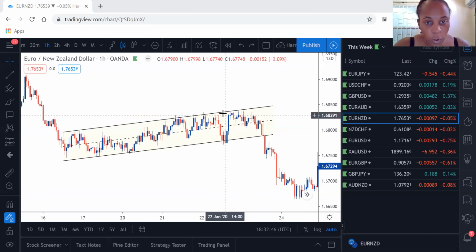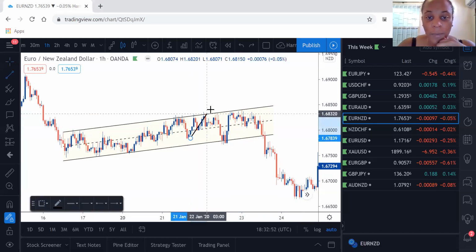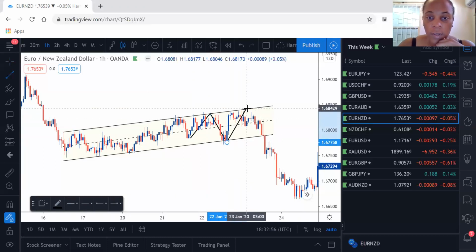All right. So I don't want to continue to rant because it could go forever. So we have another double top here. We got the nose in the center, right? Double top.